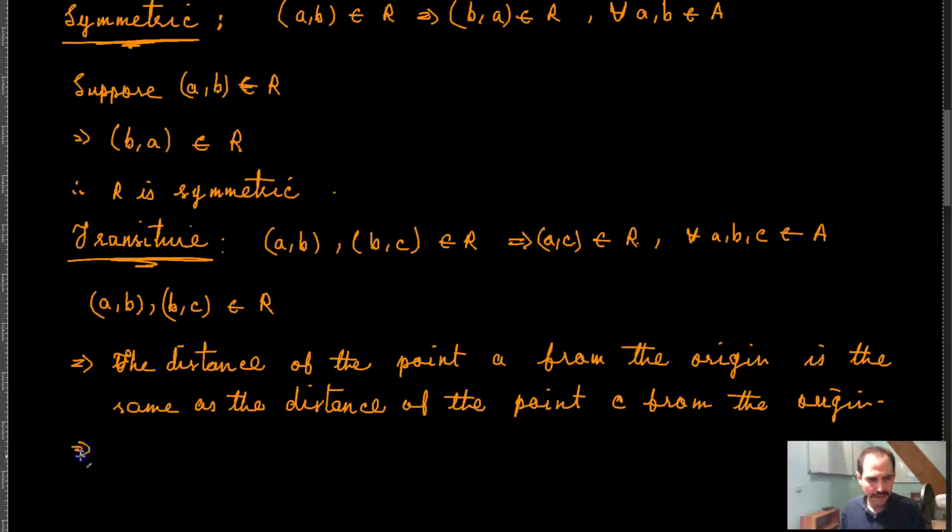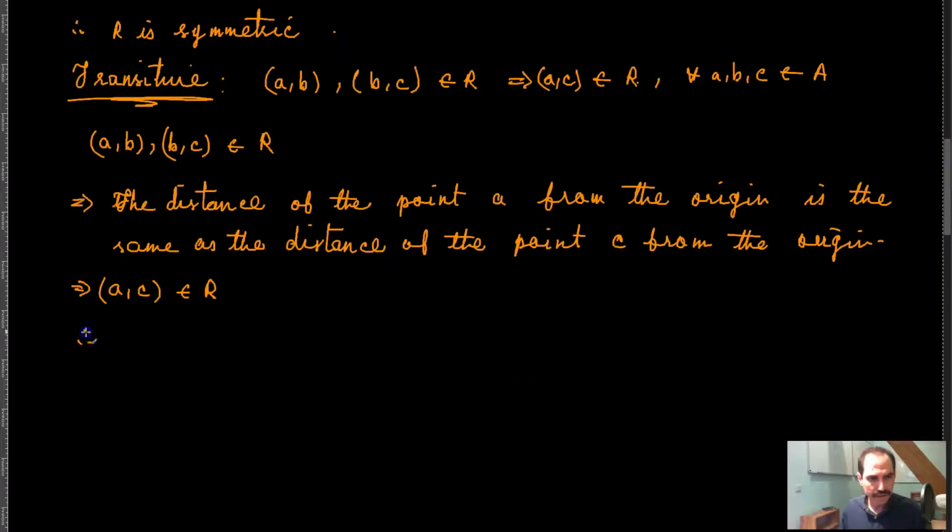and that implies that if the distance of two points from the origin are the same, they belong to R. So I can say that A comma C also belongs to R. So over here we are saying that A comma B and B comma C belong to R, and A comma C also belongs to R, which means that R is transitive.